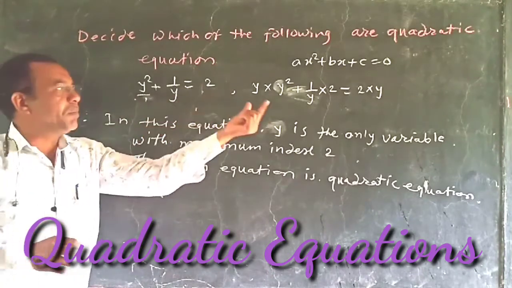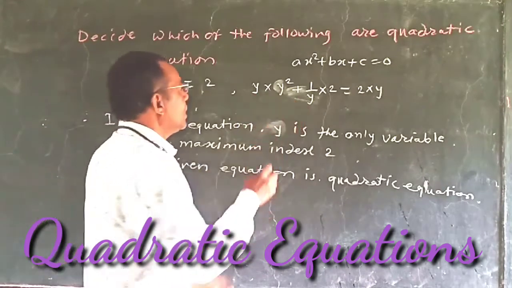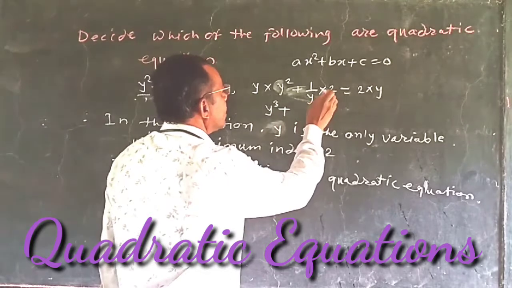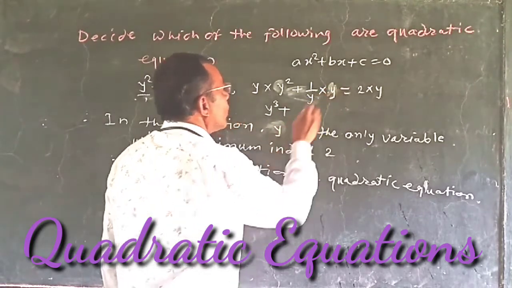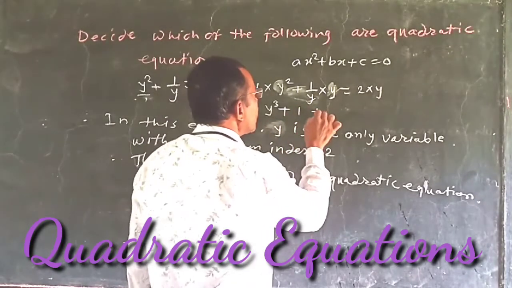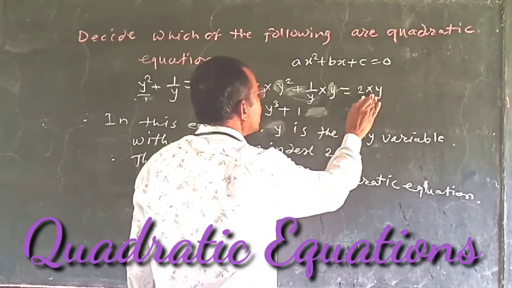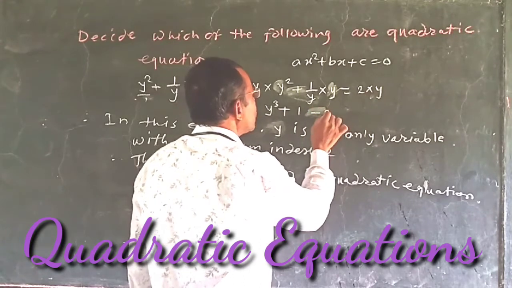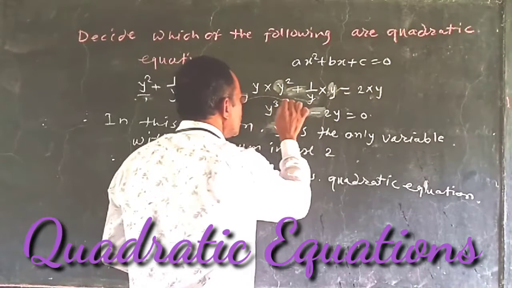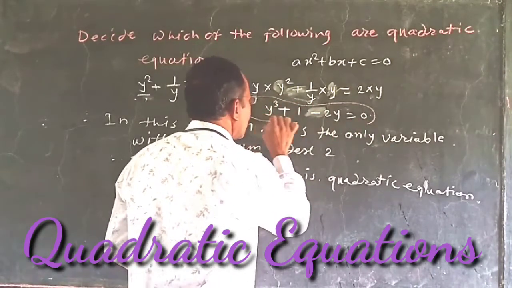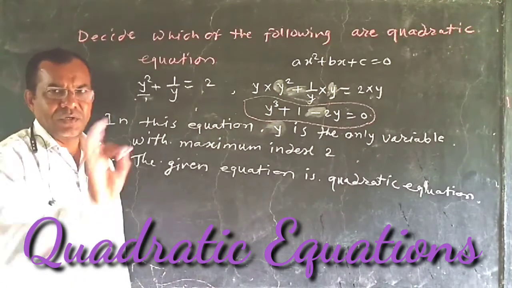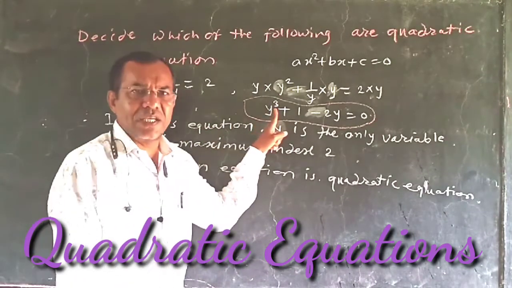Then what will become here? y into y square, that is y cube, plus, this y and y get cancelled, remain here 1, equal to 2y. Or this 2y becomes minus 2y, is equal to 0. Now look at this equation we have made. Is it a quadratic equation? No. The highest index is 3.